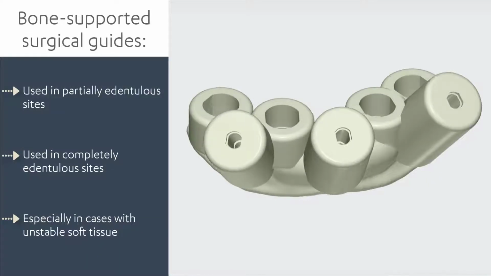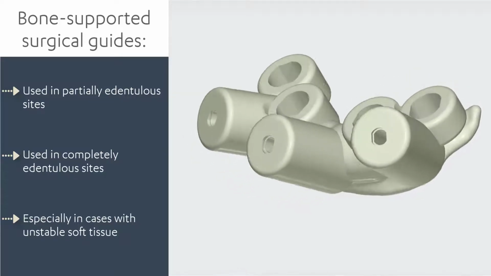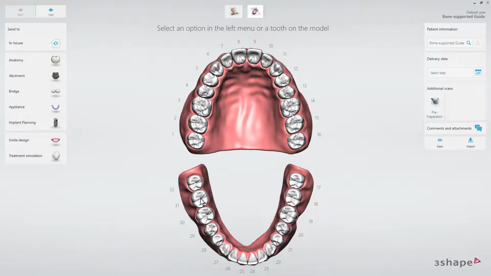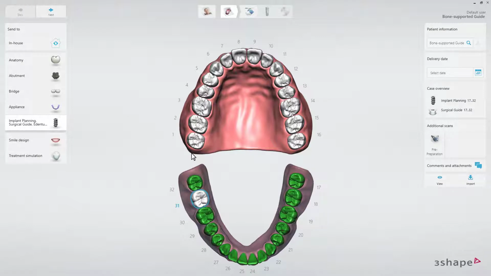In a case where the clinical situation dictates it. For example, in a problematic mandibular case, you now have the possibility to design a bone-supported surgical guide in 3Shape Implant Studio. To start, select any tooth in the relevant jaw, and from the Implant Planning menu, choose the Edentulous tab. From here, choose the Surgical Guide option. The rest will be selected automatically.